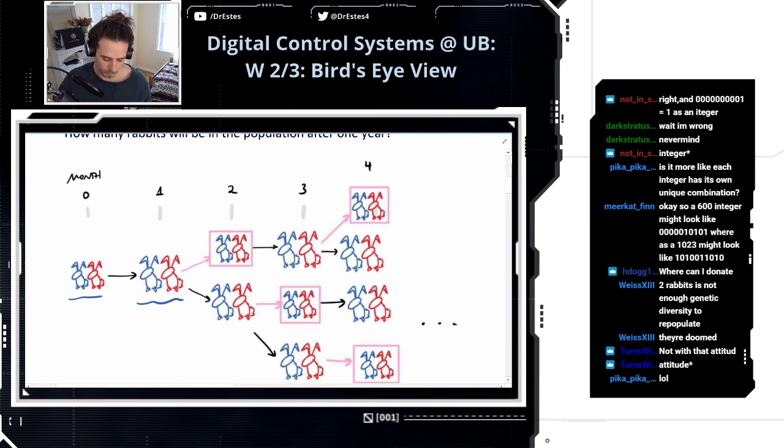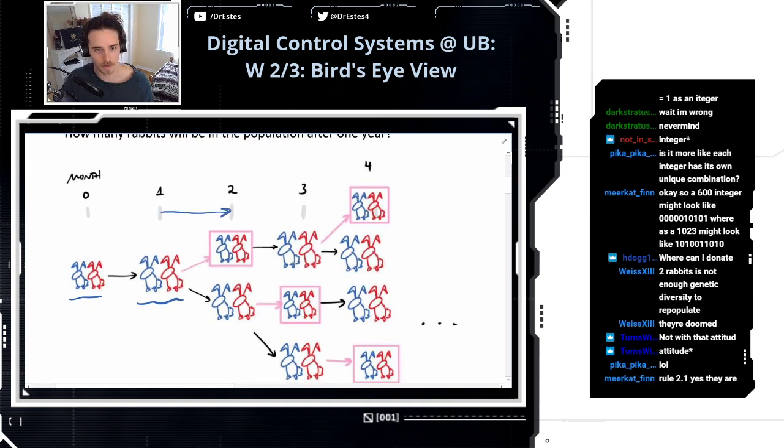So that at the end of the 2nd month, a female can produce another pair of rabbits. Okay, so at the end of the 2nd month, we now have a newborn pair of rabbits, and you can see they're smaller.